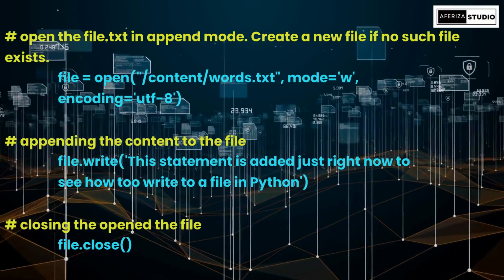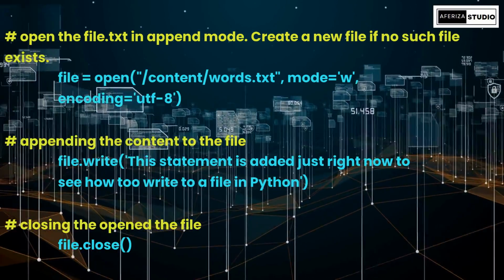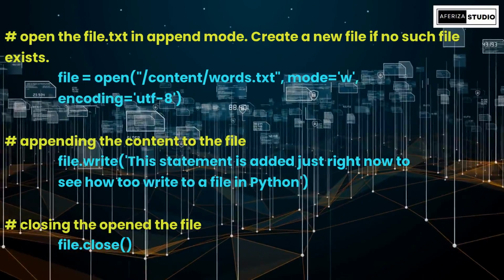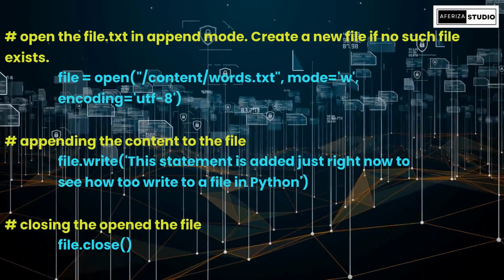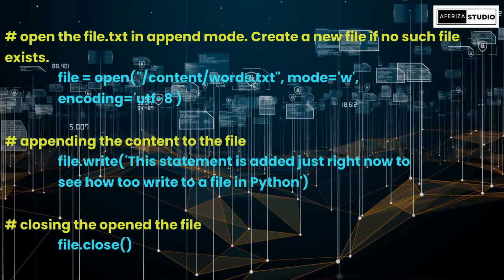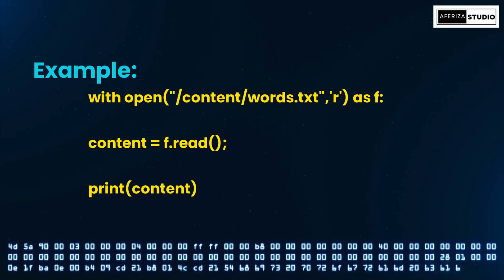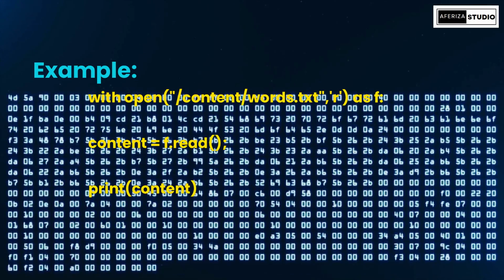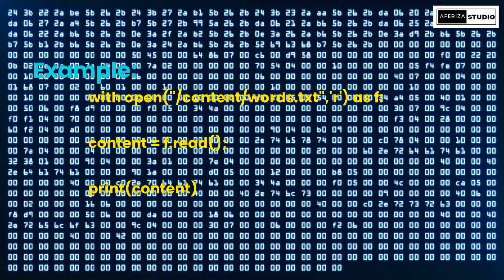W mode in open file code is to overwrite the file if any file exists. The file pointer is at the beginning of the file. While, for A mode, it will append the existing file. The file pointer is at the end of the file. It creates a new file if no file exists.